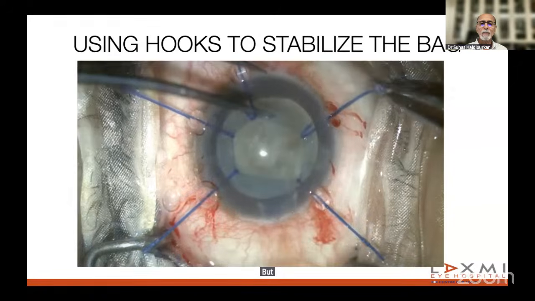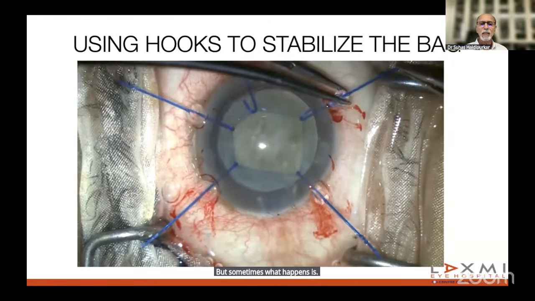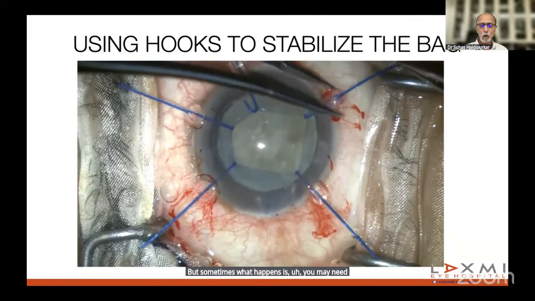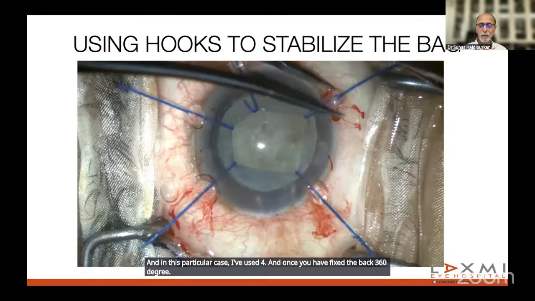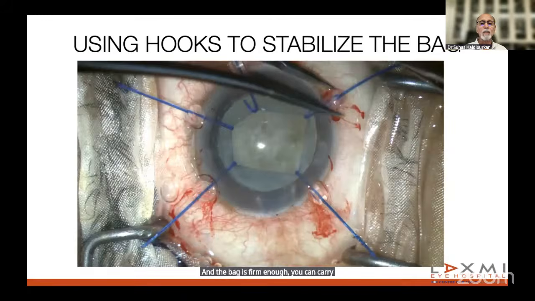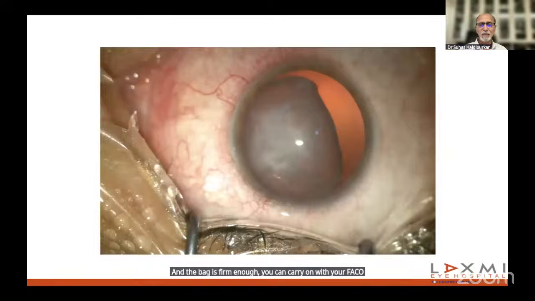But sometimes you may need more than four hooks. In this particular case, I've used four hooks. Once you have fixed the bag 360-degree and the bag is firm enough, you can carry on with your phaco like normal.